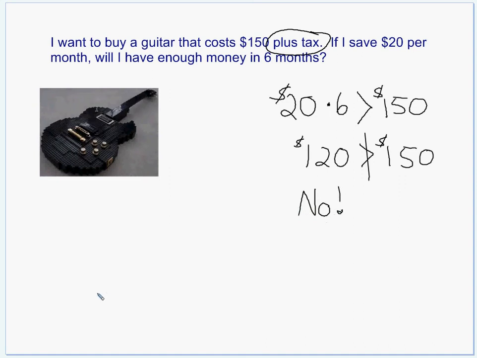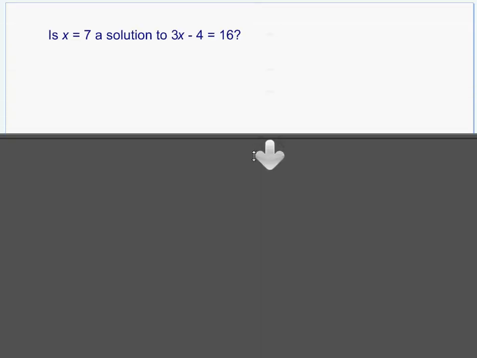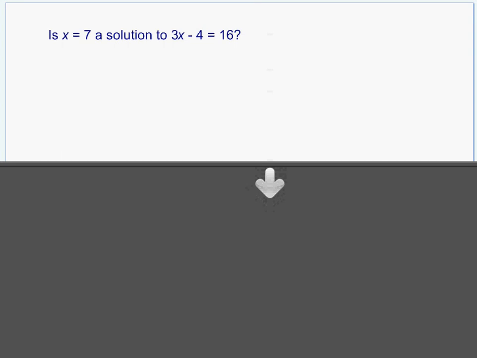Alright, let's go through a couple more examples. I have one more equation and one more inequality to go over. Okay, I want to know, is x equals 7? And once again, if you want to write these down, pause it, and then come back and check it, go right ahead. Okay, is x equals 7 a solution to 3x minus 4 equals 16? Well, first let's write it. So let's write 3x minus 4 equals 16.